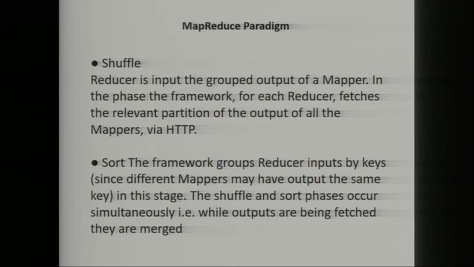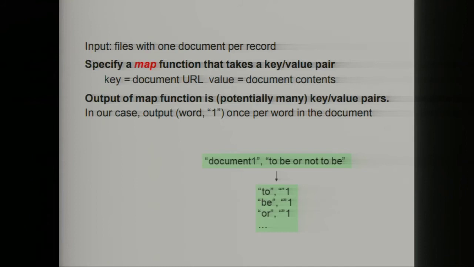Now we'll check the input: files with one document per record. We consider this as a particular file with one document and a single record in it. So we specify a map function that takes a key value pair. The key is the document URL and the value is the contents of the document. The output of the map function is potentially many key value pairs, of course, because we are working with large data. In our case, the output is a word and the value 1, once per word in the document.